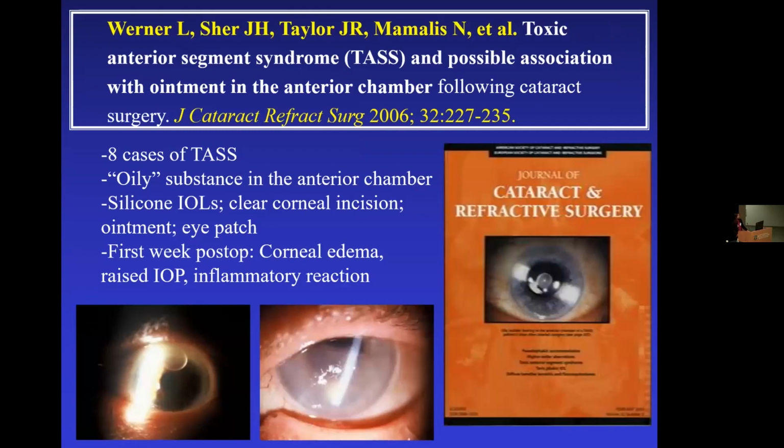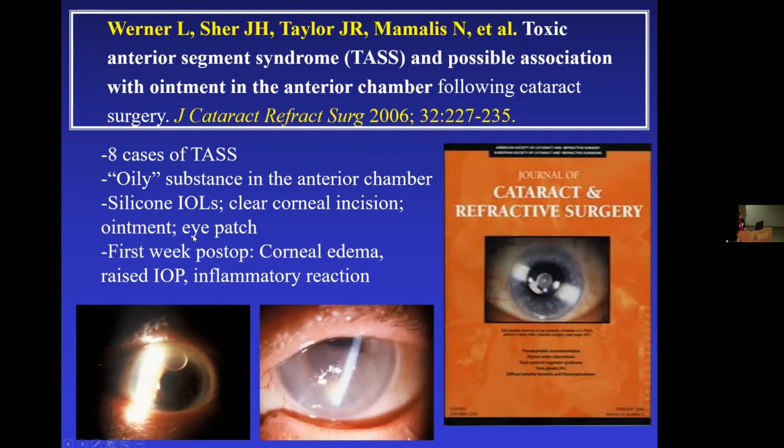This case is here very interesting because we had an outbreak of toxic anterior segment syndrome after implantation of 3-piece silicone lenses via clear corneal incisions, uneventful surgery. So this TASS is a condition where you have an exaggerated inflammatory reaction very fast after surgery, and the signs and symptoms are usually restricted to the anterior segment. That's why it's called toxic anterior segment syndrome. Many things can cause that.